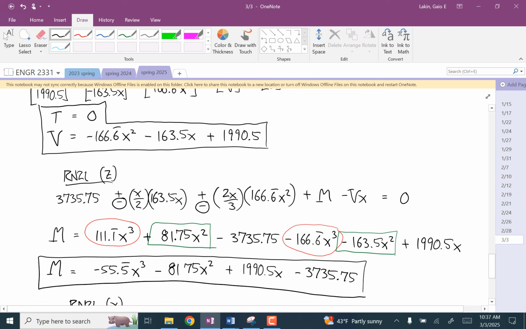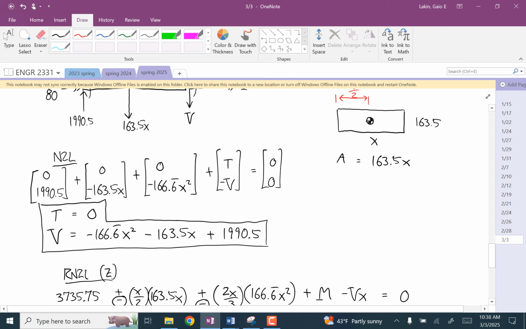Okay, so derivative of this is negative 166.6 repeating x squared, so that term works. Derivative of the x squared term is negative 163.5 x, so that term works. Derivative of this one is 1990.5, so that one works. This one has no derivative, so dm dx is equal to v, so that works out fine. Okay, now the question is, what about negative dv dx?